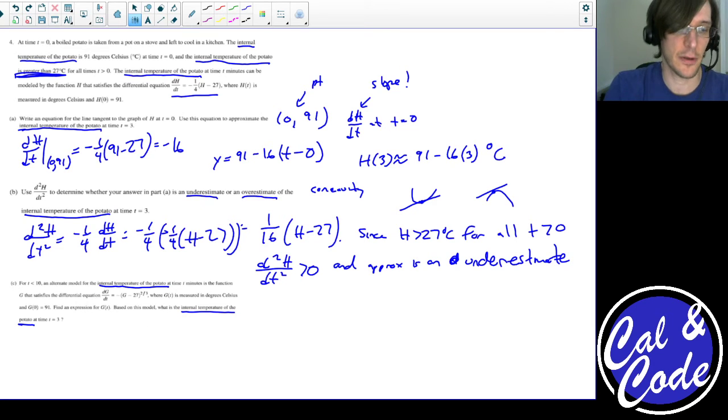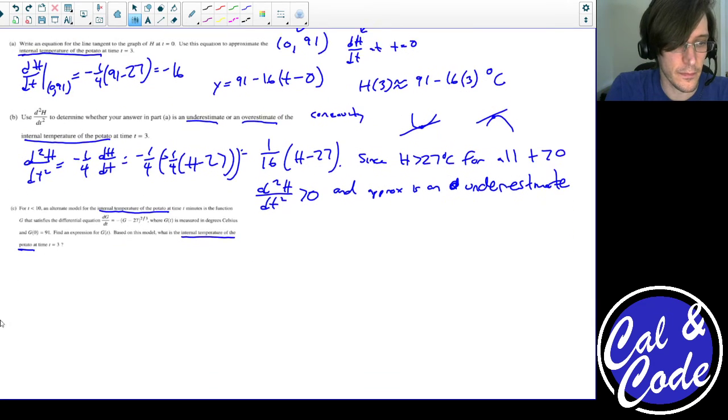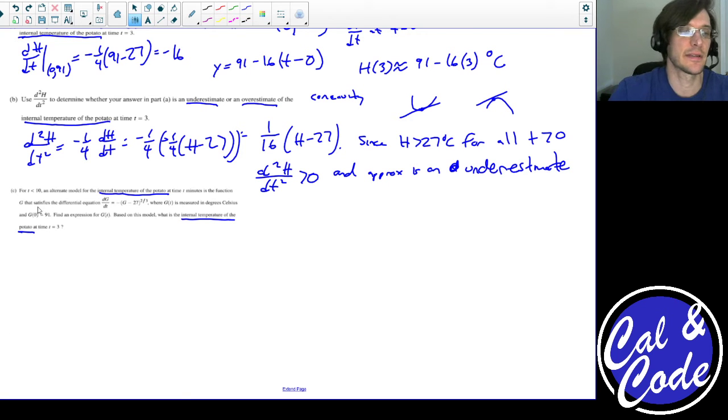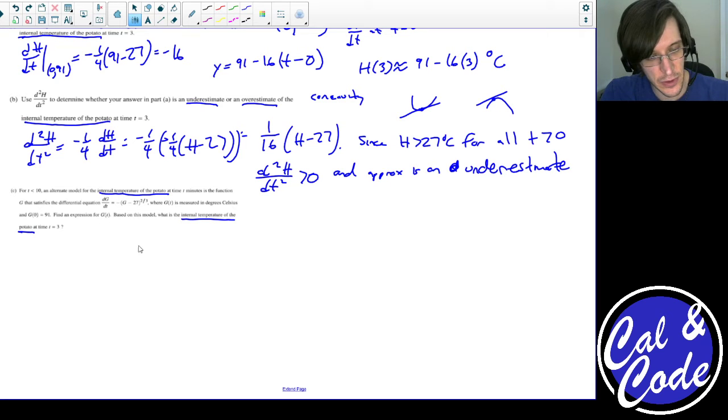Okay, last part of the problem. When time is less than 10, there's an alternate way we can look at the temperature of the potato. We've got this dG/dt thing, where G is measured in degrees Celsius and G(0) is 91. They want me to find an expression for G(t). To do that, we get to do our favorite thing. It's a separable differential equation.